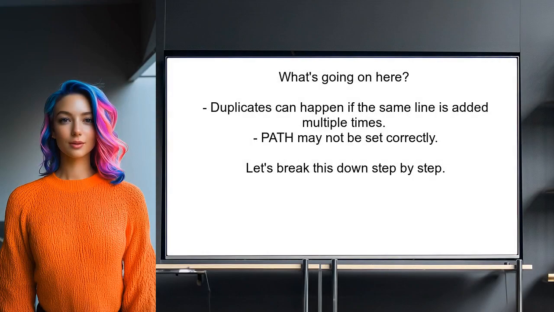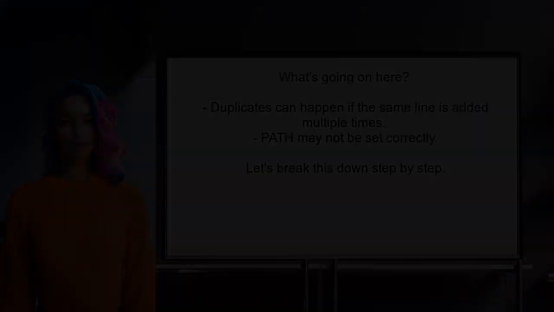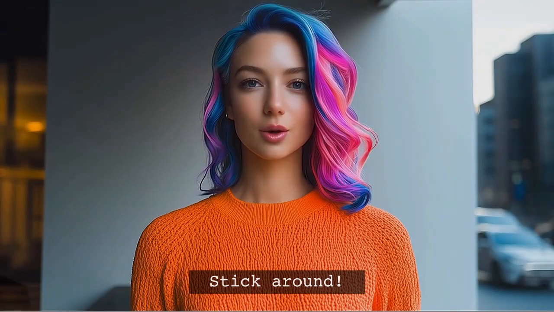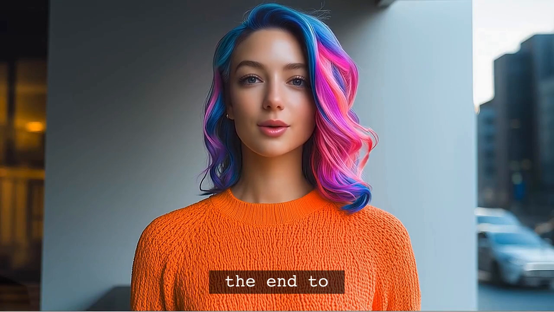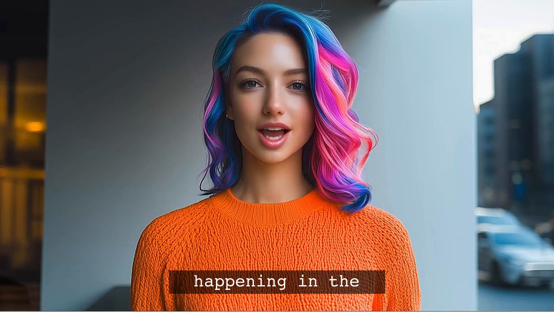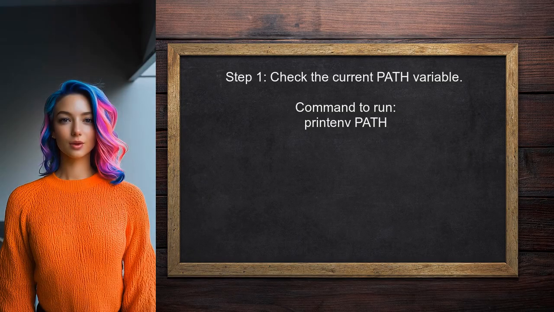So what's going on here? When you add a directory to your path variable, it should only appear once. Duplicates can happen if the same line is added multiple times or if the path is not being set correctly. Let's break this down step by step. And stick around. At the end of this video, I'll share a quick tip to prevent this from happening in the future.